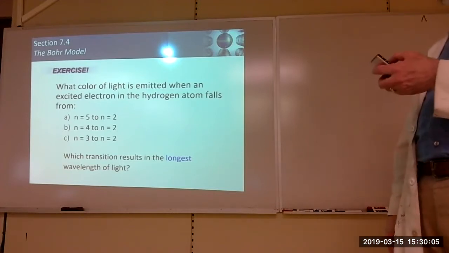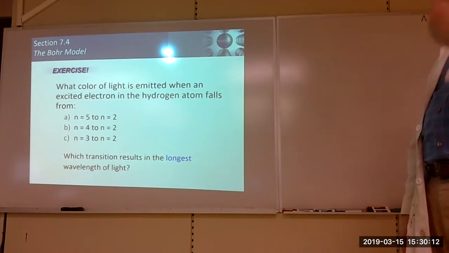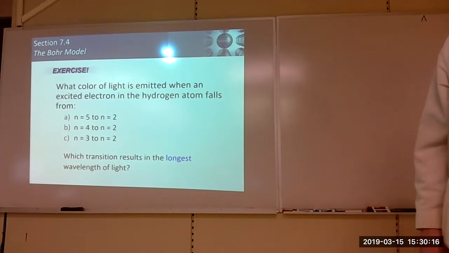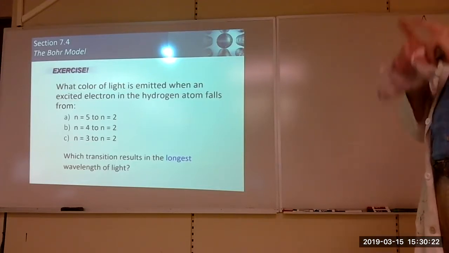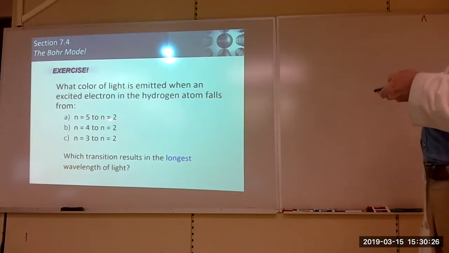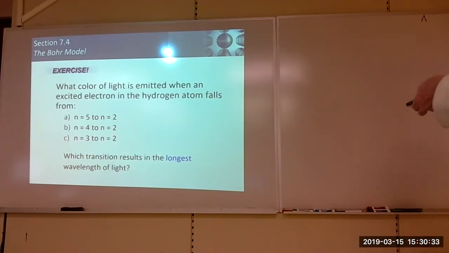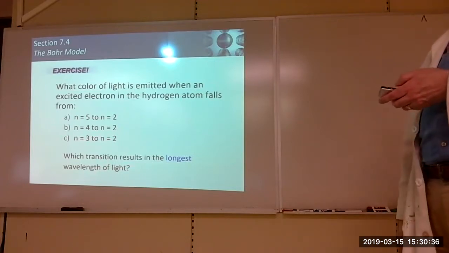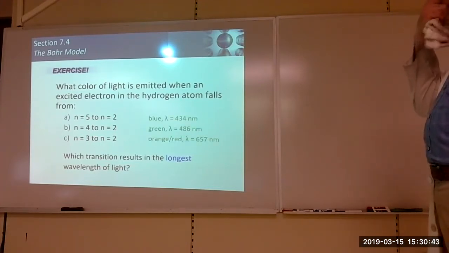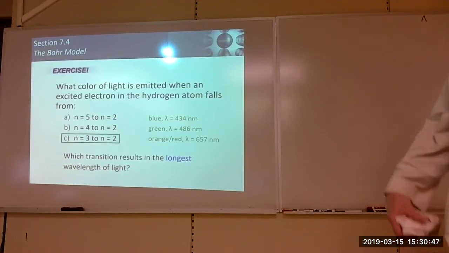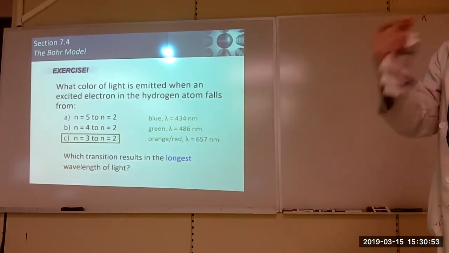The longest wavelength means lowest energy. Long wavelength means small frequency. And small frequency means low energy. So the low energy is the one where the transition is the narrowest. So if we go from 5 to 2, that's a big jump. 4 to 2 is an intermediate jump, and lesser is 3 to 2. So the longest wavelength should be 3 to 2. It's the lowest energy. The narrowest transition is the least amount of energy or the longest wavelength.